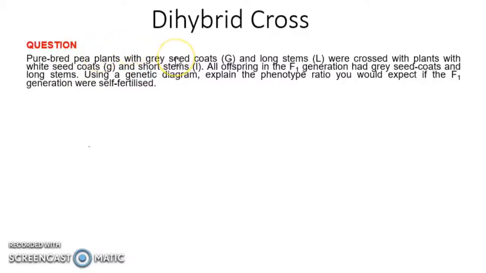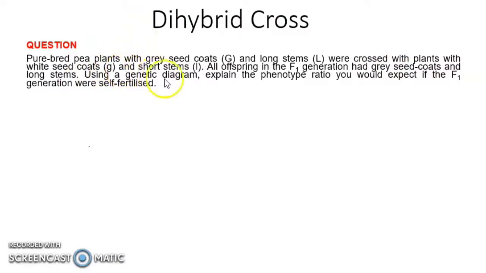When you do the crossing between homozygous dominant and homozygous recessive, look at the next sentence. All offspring in the F1 generation had grey seed coat and long stem. So another way to identify whether the phenotype is dominant or recessive is to look at the F1 generation. The phenotype produced is grey seed coat and long stem, so we assume that grey and long stem are the dominant phenotypes.